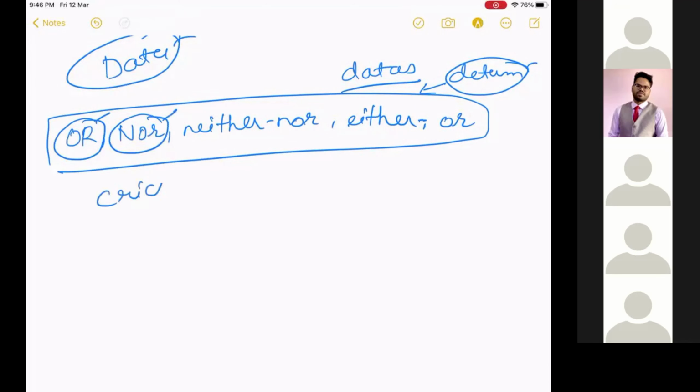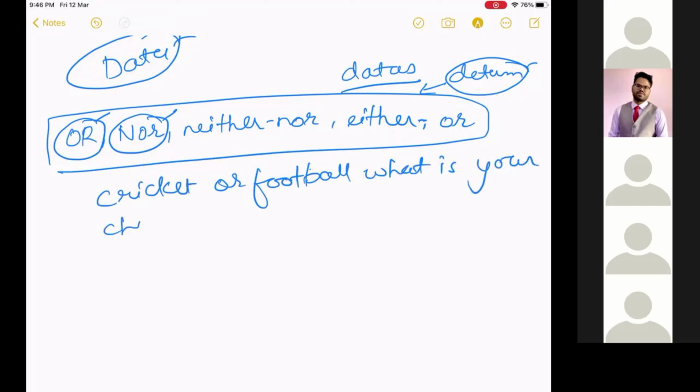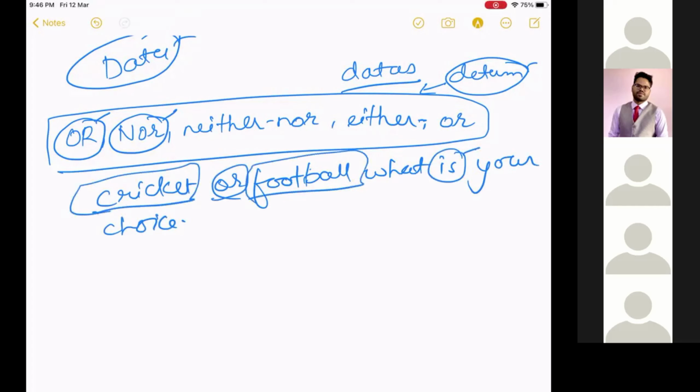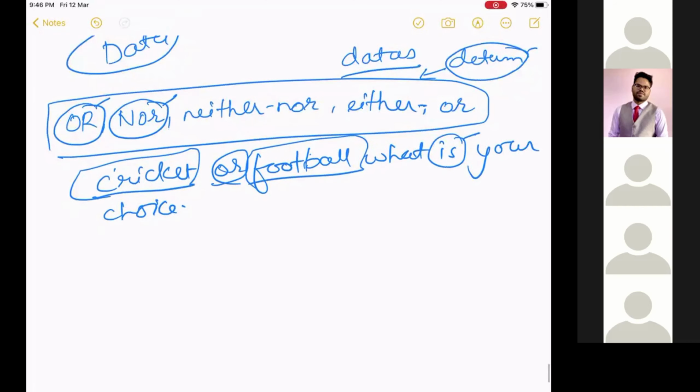Cricket or football? What is your choice? So if we say cricket or football, what is your choice? Here we are using is, because whenever we use or, we are actually referring to one of them. We are not referring to both of them. Either we are referring to cricket or we are referring to football.